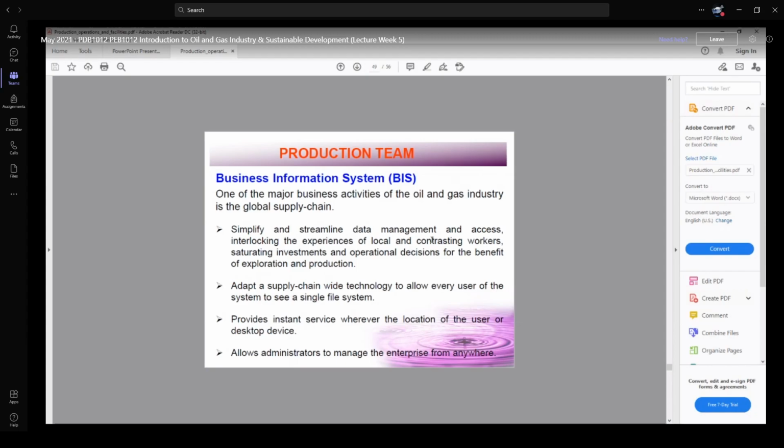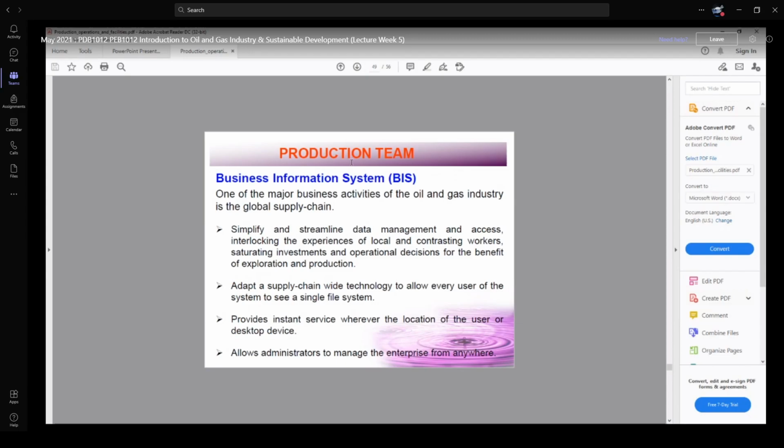Okay, so let's talk about the different production teams which work together to make this production of oil and gas possible. You can see the production of oil and gas from reservoir to surface, and from surface to consumer, right? All these things together are important to deliver, and we can call this the global supply chain for the oil and gas industry.